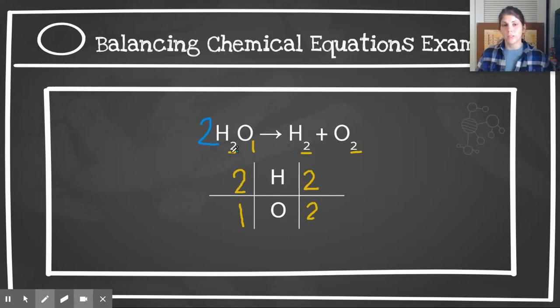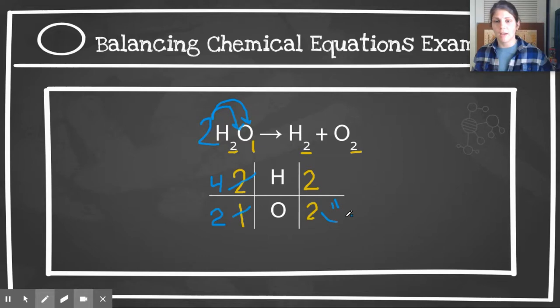Every water molecule has 2 hydrogens. So I've got 2 times 2. I've got 4 hydrogen atoms. And I've got 2 oxygen atoms. Because I have 2 water molecules and every water molecule has 1 oxygen, that means I have 2 oxygens, which is a good sign because I'm ending with 2 oxygens.